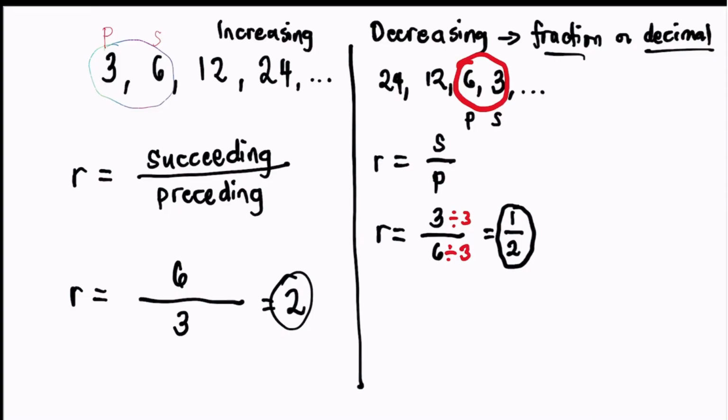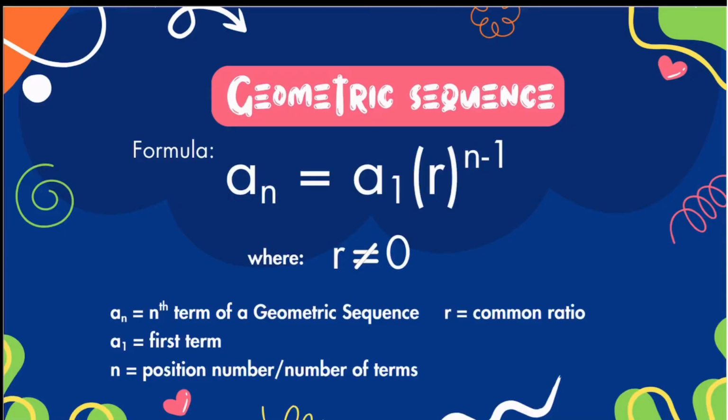Okay? Now, let's proceed in finding the nth term of a geometric sequence. So, here's the formula for finding the nth term. We have a sub n is equal to a sub 1 multiply r raised to n minus 1. Okay? Where r must not be equal to 0. And understandable naman na it was given on the definition of a geometric sequence. Diba? Sinabi naman, it's a non-zero constant. So that means it can be any number except 0.